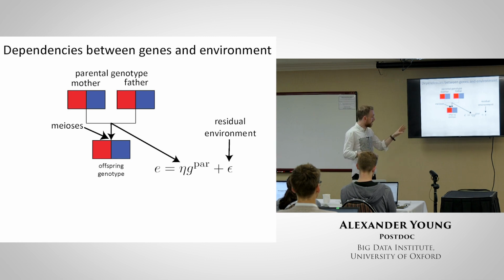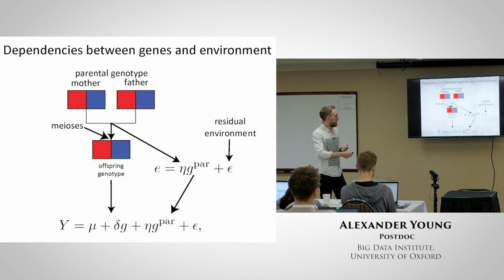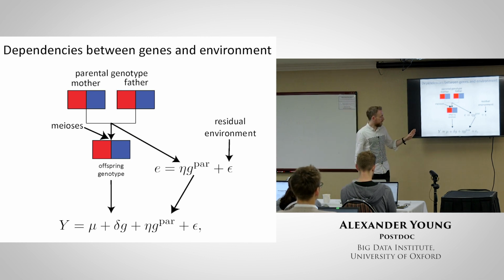can split the environmental component of the trait into a component that is correlated with parental genotype. And this eta coefficient gives the sort of strength of this correlation between the environmental influence and the parental genotype. And the parental genotype here is defined as the sum of the maternal and paternal genotypes. And then a residual environmental component that's uncorrelated with both the parental genotype and the offspring genotype. And then that allows you to write the phenotype in a way where you have an environmental component, this residual environmental component that's uncorrelated with the phenotyped individual's genotype and their parent's genotype.